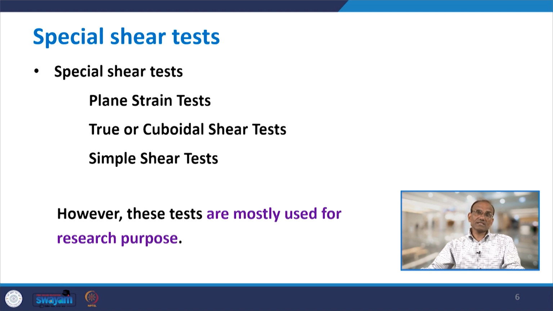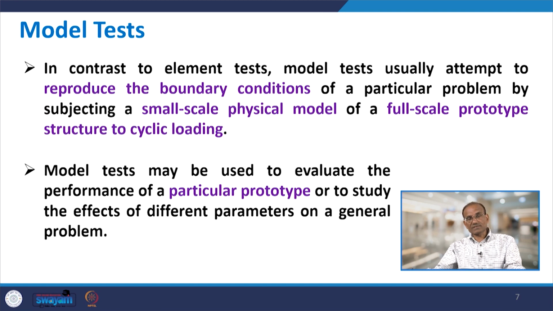A spatial shear test consists of the plane strain test, the true or cuboidal shear test, and the simple shear test. However, these tests are mostly used for research purposes, so we will not go into much detail. They are used for finding the shear strength for the dynamic soil properties. We come now to the modal test.